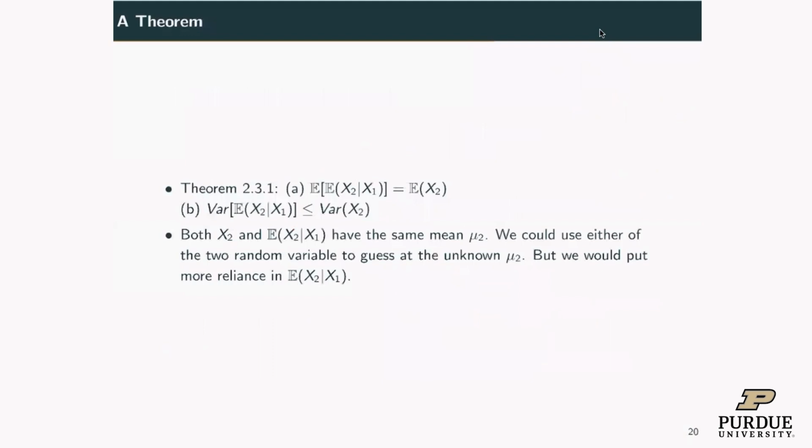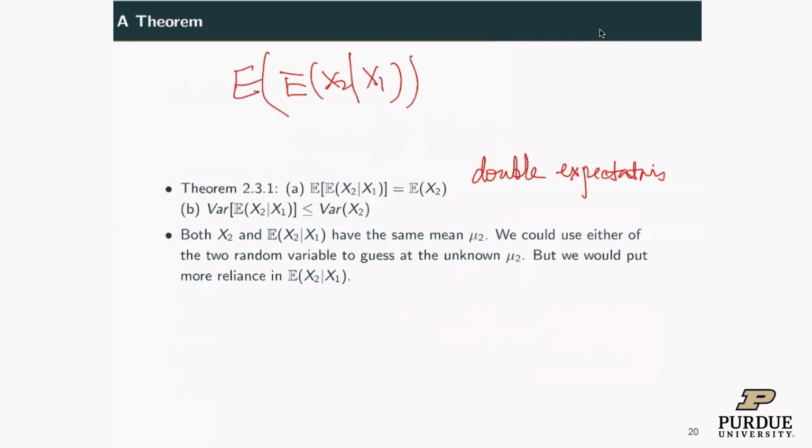So there is an important theorem. I will ignore the proof. If you are interested in proof, check the book. The first result is called the double expectation result. This is double expectation. So this random variable, expected value of x2 given x1, it's a random variable. If I calculate the expected value again, it becomes a number. So which number is this? It's just the expected value of x2.